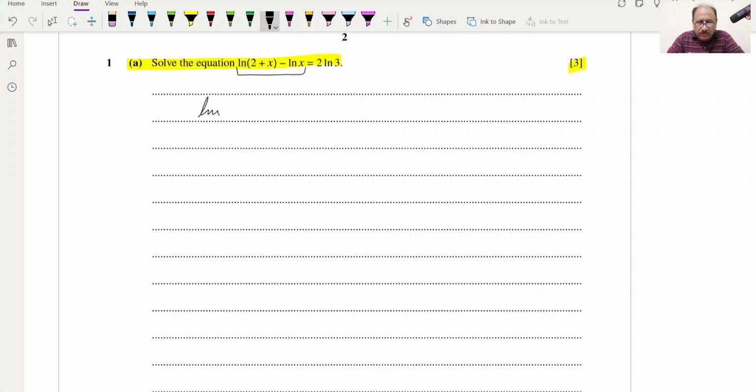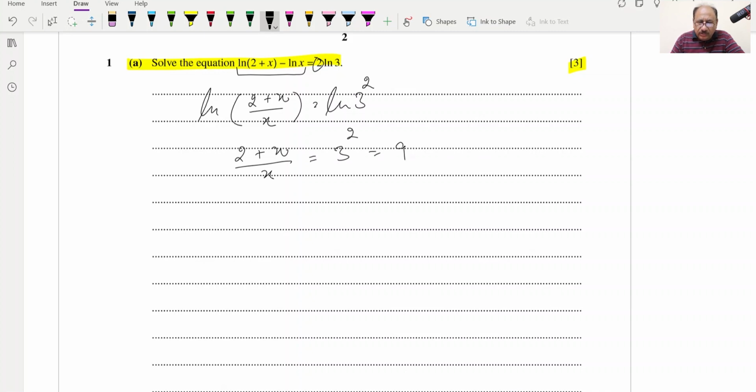So we can write log of (2 + x) divided by x is equal to, and this part we can shift over here, log of 3 squared. Now we can take the exponential on both sides and remove the log, and the remaining equation will be (2 + x) over x is equal to 3 squared, which is equal to 9.